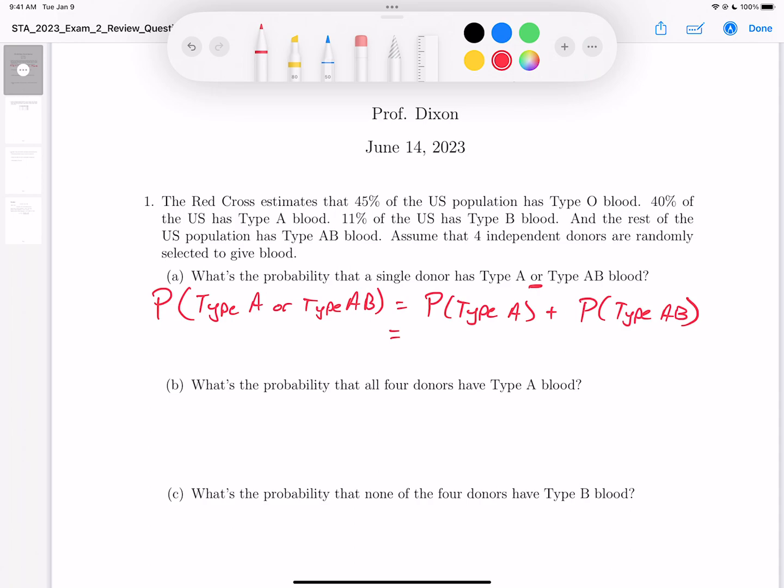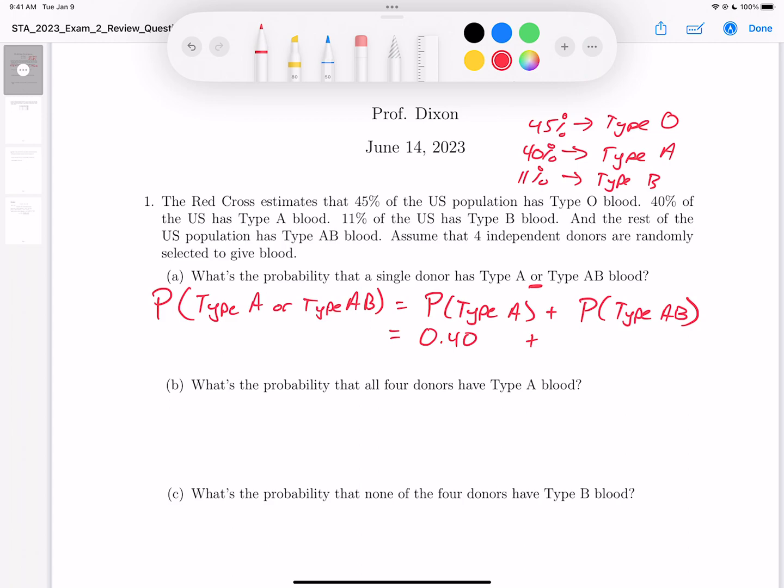Now we just simply grab these values from our problem. The probability that somebody has type A blood, they told us that was 40%. I'm going to write that as a decimal, 0.40, plus the probability that somebody has type AB blood. Well, we need to figure that out really quickly. So I'm going to come up here. 45% are type O. We have 40% that are type A. And we have 11% that are type B.